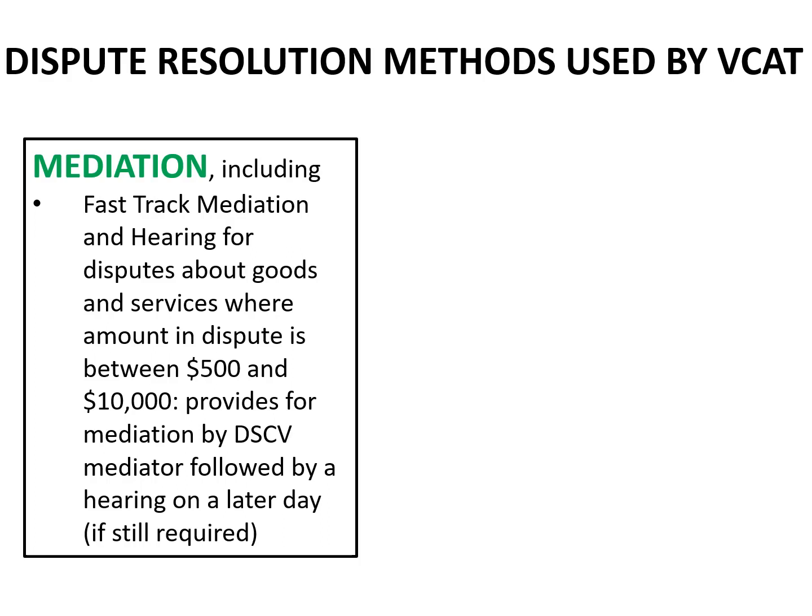A VCAT member might refer a dispute to mediation before holding a final hearing, that is, a hearing in which the VCAT member makes a binding decision that resolves the dispute for the parties. The purpose of this is to give the parties an opportunity to agree a resolution to their dispute before VCAT decides that resolution for them.